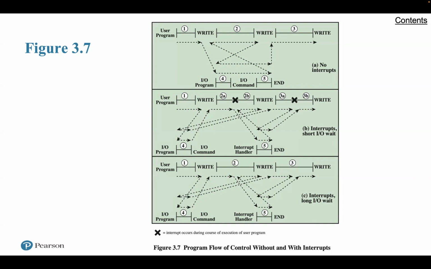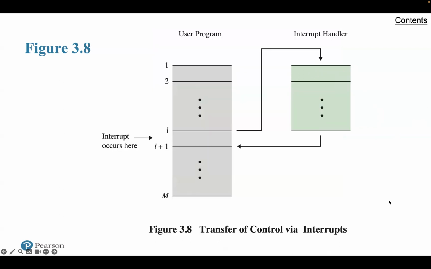We see a couple examples of what would happen when we have I/O here, and we have the 1, 2, 3, and then the 4 and 5 elements here for a couple cases. The no interrupt case, the interrupts with a short I/O wait, and an interrupt with a long I/O wait. So let's go ahead and move on here.